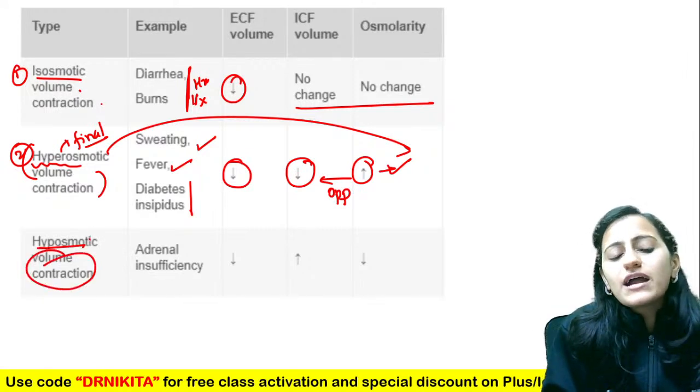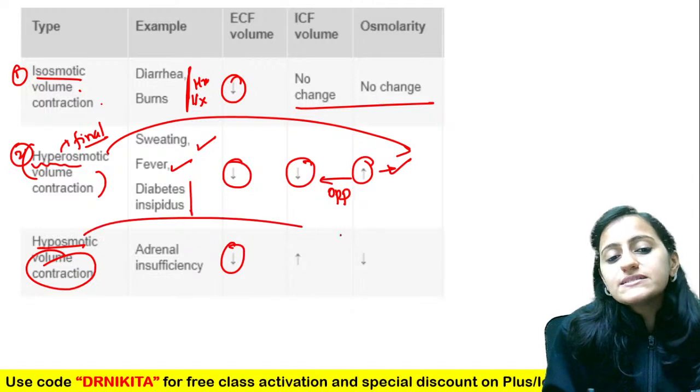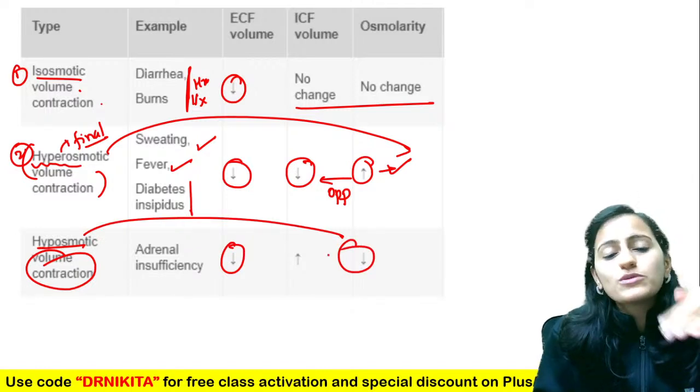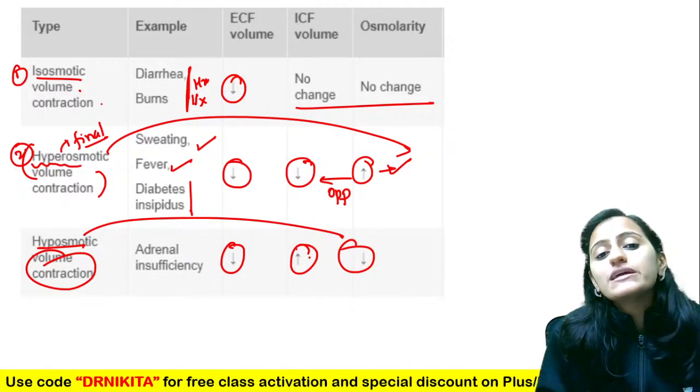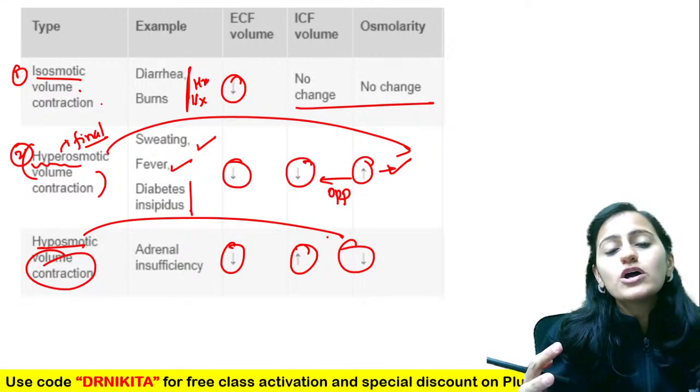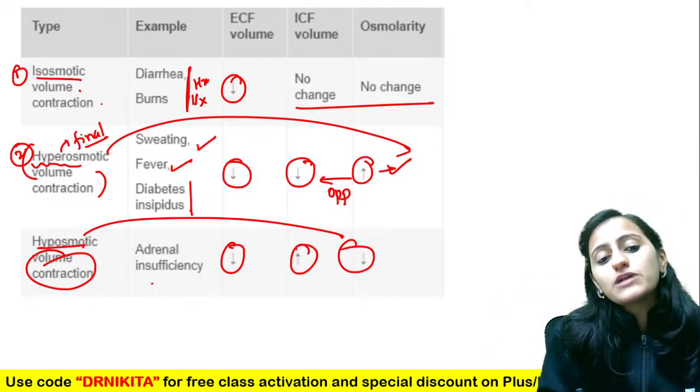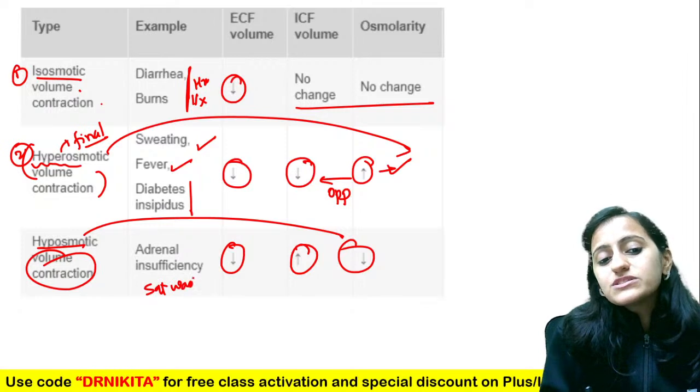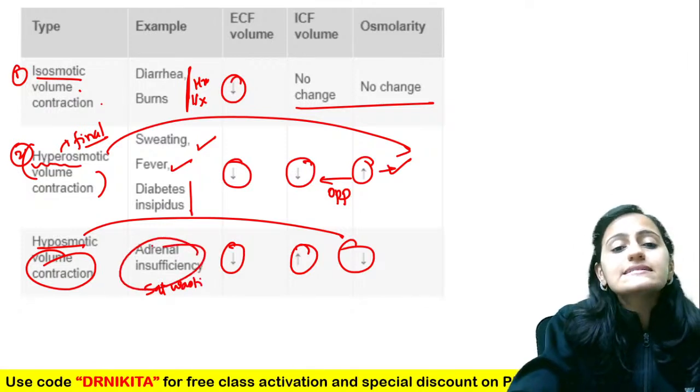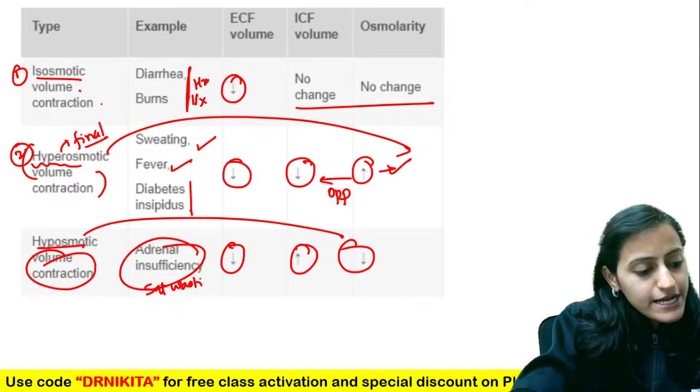Hypoosmotic volume contraction. It is ECF volume less. Hypoosmotic, osmolarity decreased. ICF volume increased. So we are losing salt, which is decreasing the osmolarity. So basically, we are losing salt. This is adrenal insufficiency. All right.